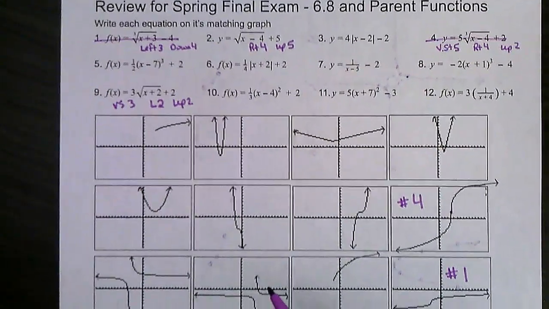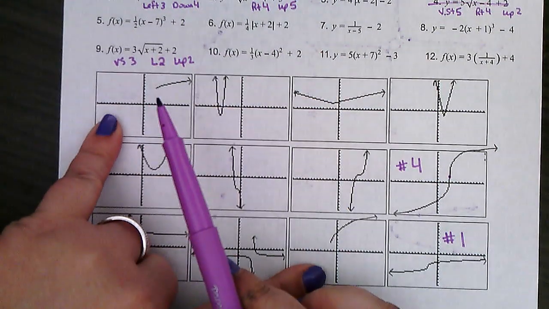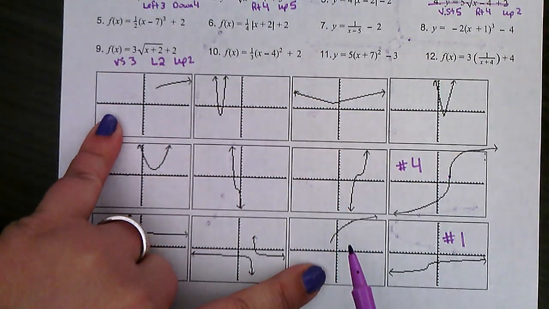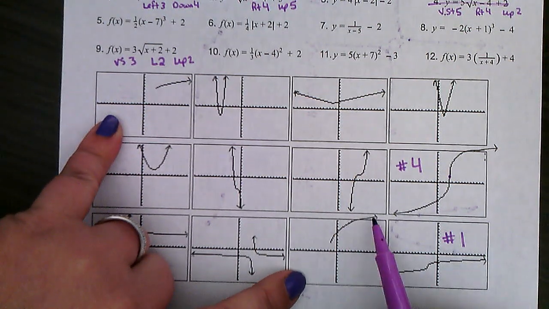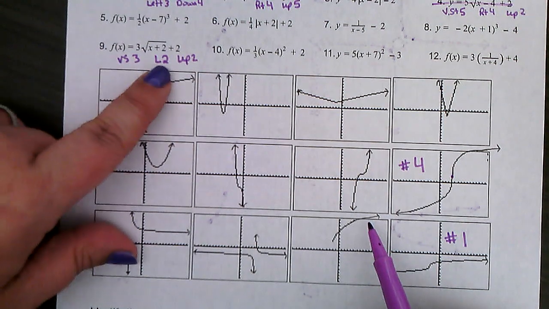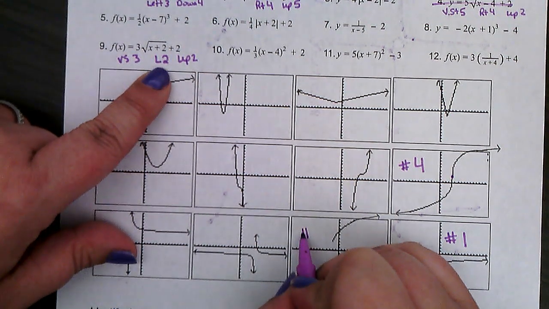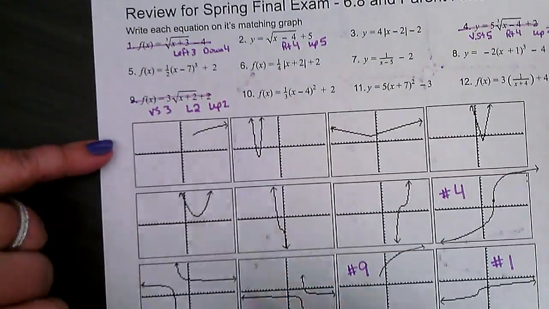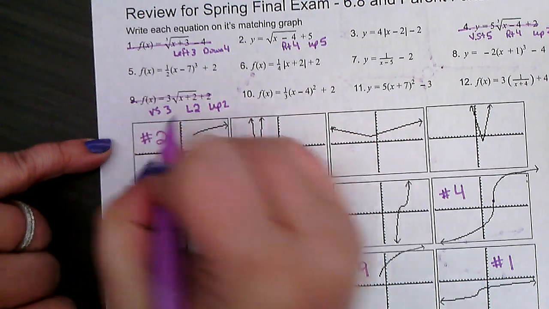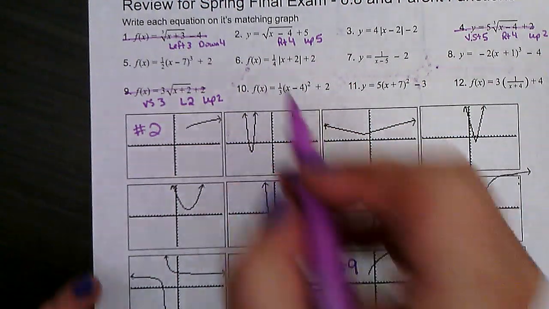So if I look at these two graphs, here and here, which one of them looks more like the one we graphed on the other side, and which one looks more stretched? Well, this one definitely looks stretched, so let's check and see if it also looks like it moved left 2 and up 2. It does, so I'm going to go ahead and call that one number 9. And this one then will be number 2. Does it look like it went to the right and up 5? Yes, right 4 and up 5. Okay.